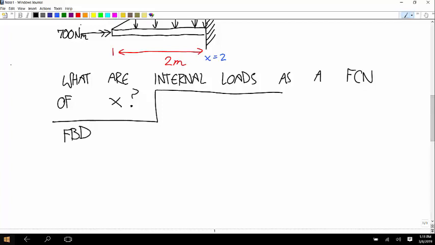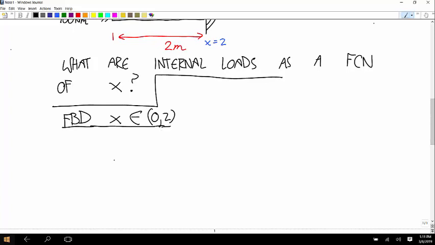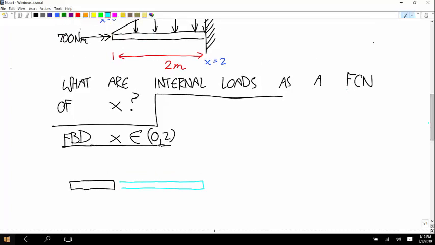So a free body diagram, and this is going to be valid for any x between 0 and 2. So we're going to include some amount of the beam, and then we're going to skip some amount of the beam. I'm going to draw this over here just so you can see what we're dealing with and what we're not. And over here at the wall, that's a fixed joint, so there's going to be some kind of reaction force, and there's going to be some kind of couple.